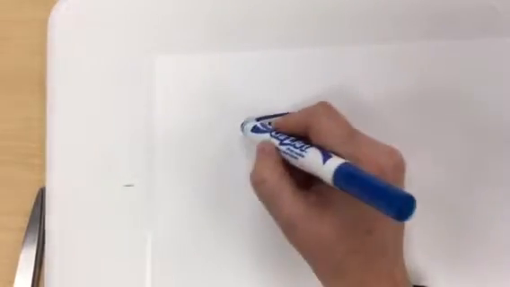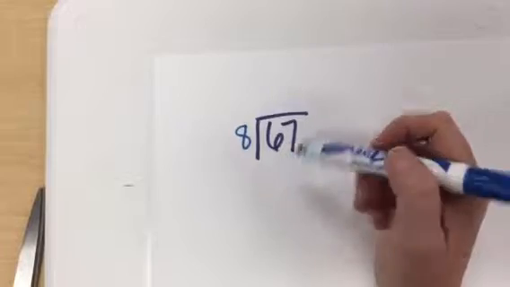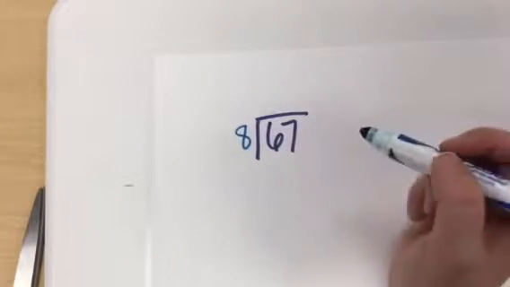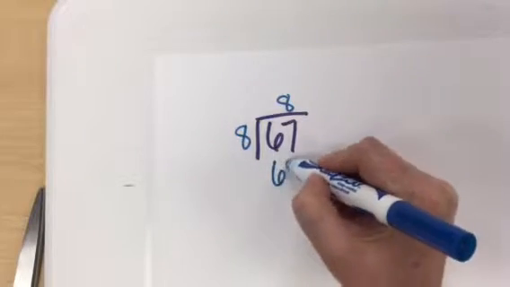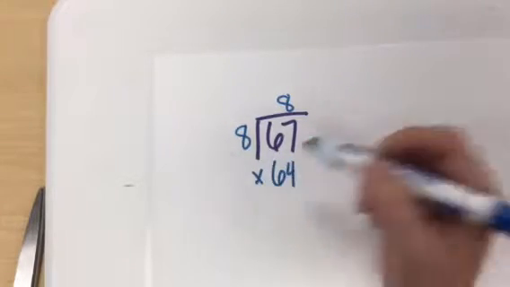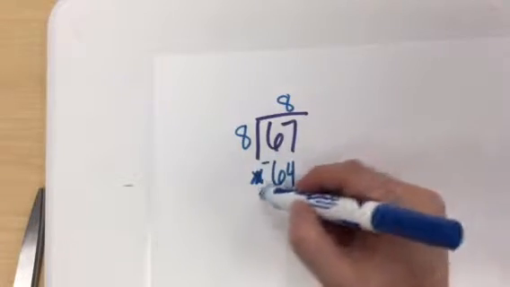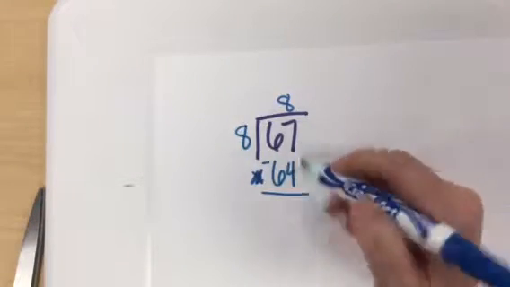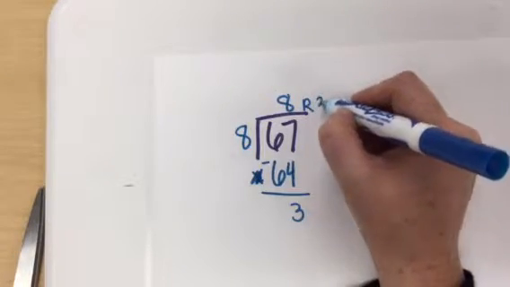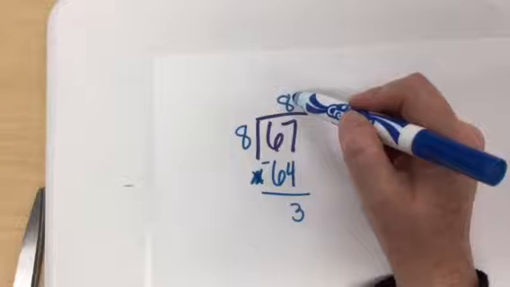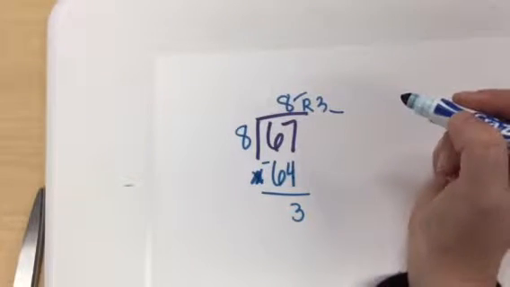So I have 67 divided by 8. 8 can't go into 6, so I'm going to go for 67. I know 8 times 8 is 64, so I'm going to say 8. 64, minus, subtract. 7 minus 4 is 3. I have a remainder of 3 Band-Aids. So I've got 8 packages open, and then I used 3 more.